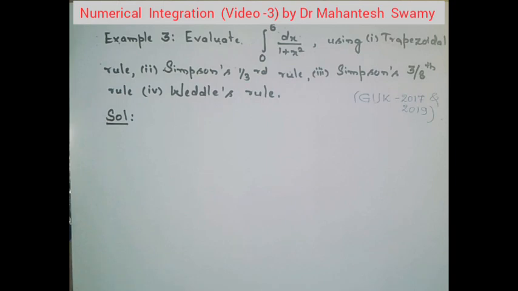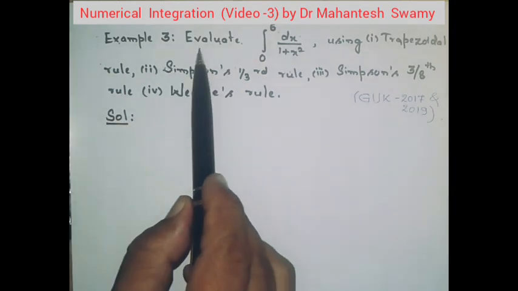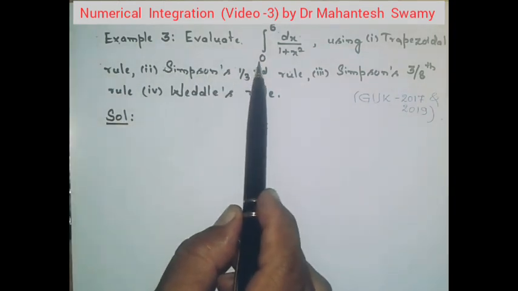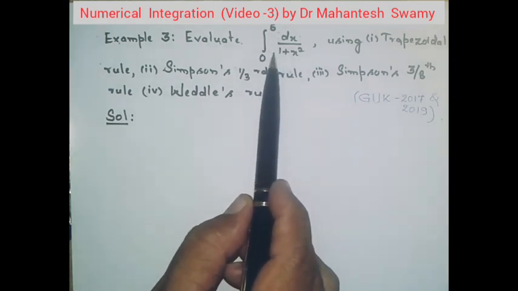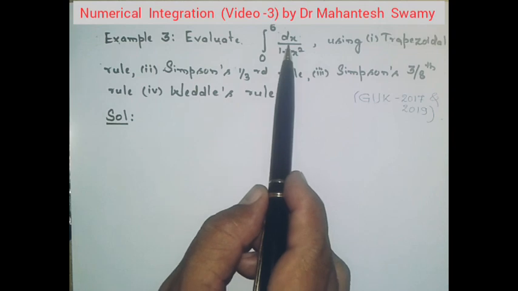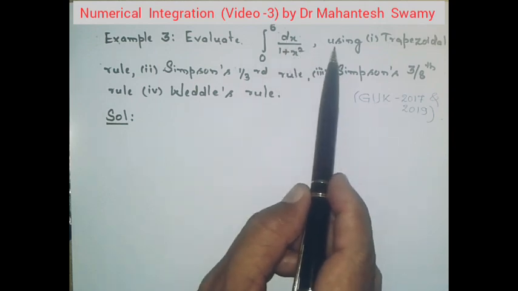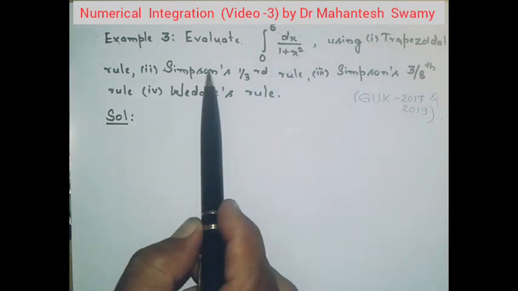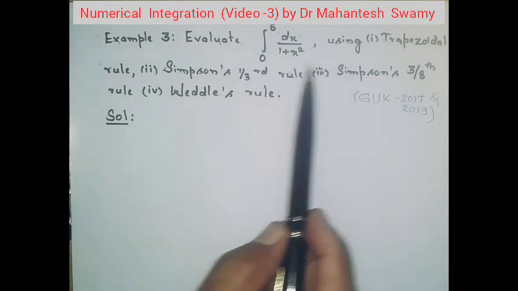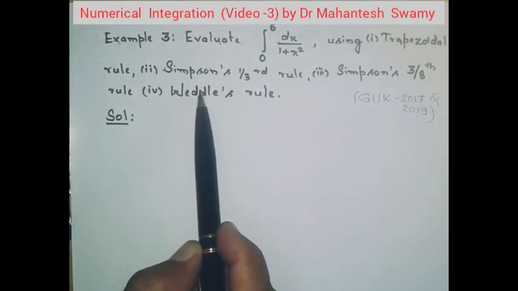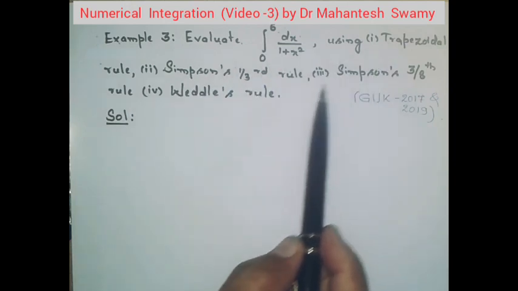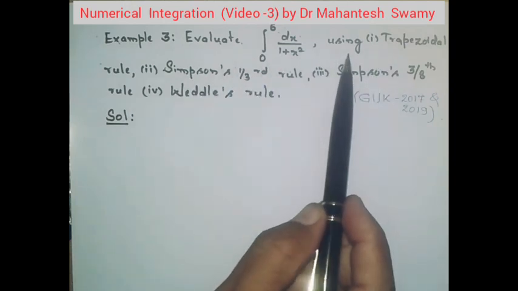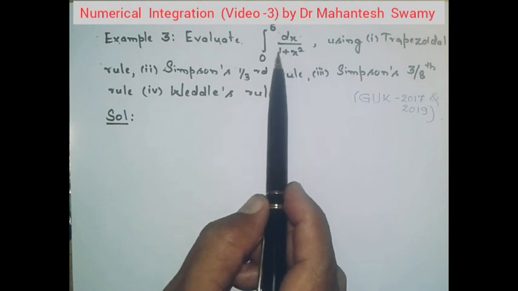Let us consider the following example. Evaluate the integral from 0 to 6 of 1 divided by 1 plus x square with respect to x using trapezoidal rule, Simpson's 1/3 rule, Simpson's 3/8 rule and Weddle's rule. So in this problem we have to apply all the four quadrature formulae to evaluate the value of this definite integral.